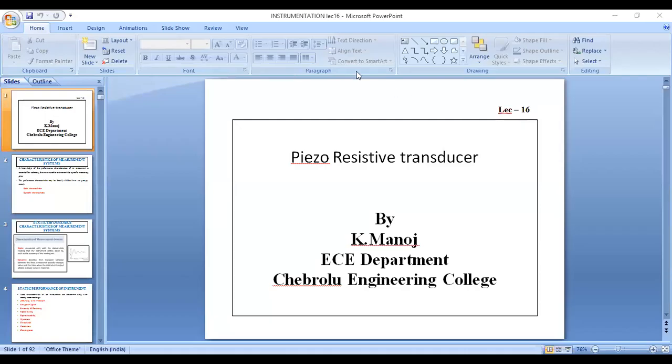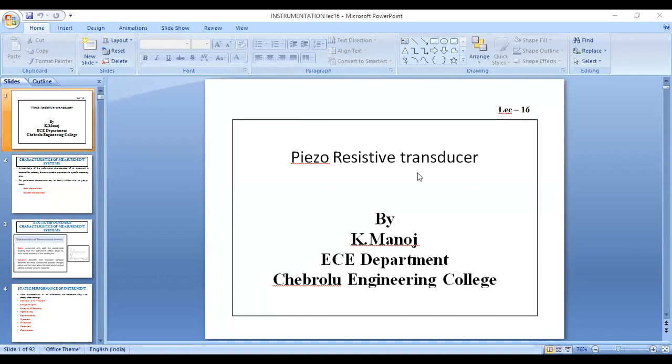Good morning. Today's topic is piezo resistive transducer. So, we already know that a transducer is a device which converts one form of energy into another form of energy. Particularly, transducers are used to convert non-electrical form of energy into electrical form of energy.